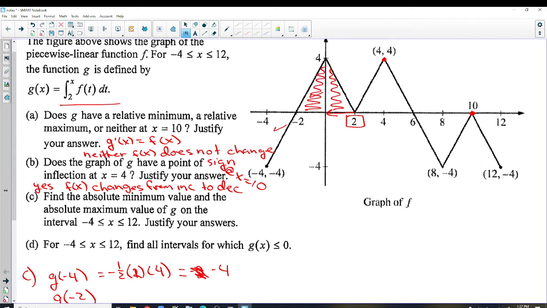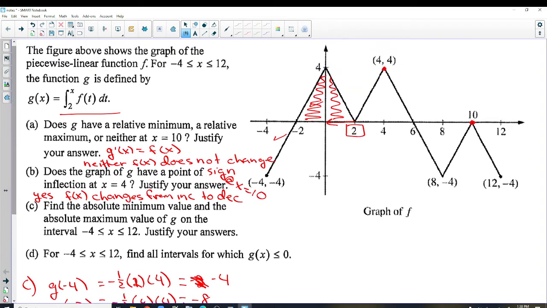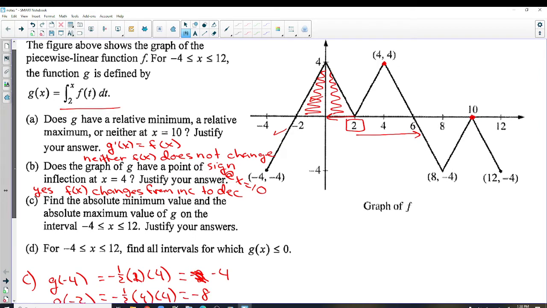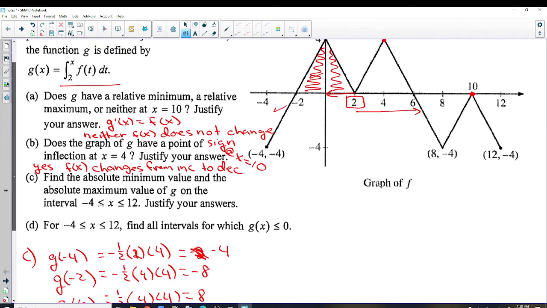Now we do have to include all this. There's not going to be any canceling out. So we have negative 1/2 times 4 times 4, which is negative 8. Then the next one is over there at 6, and we're starting at 2, going over to 6. So that's going to be 1/2 times 4 times 4. That's 8.